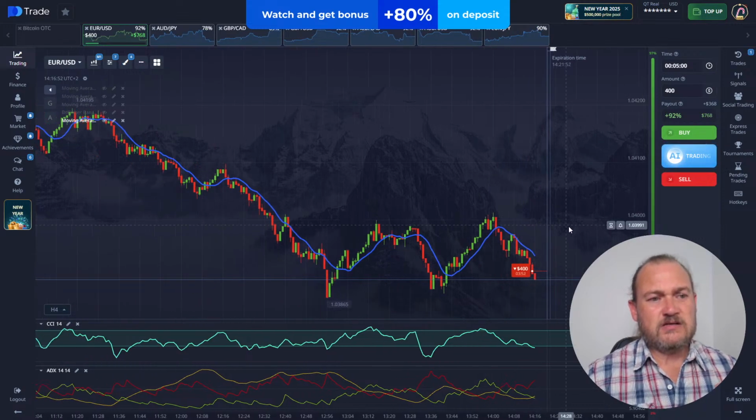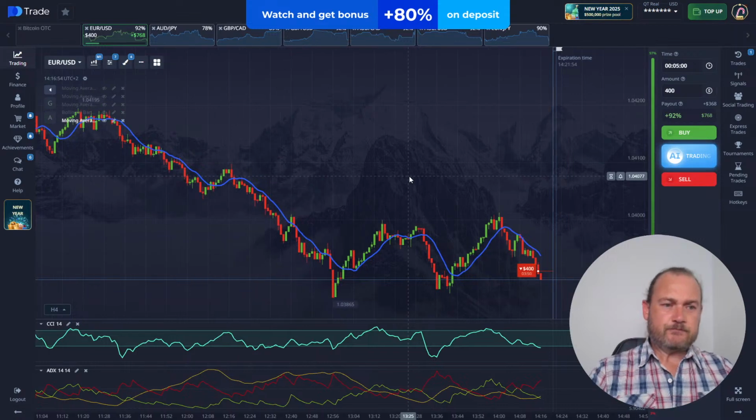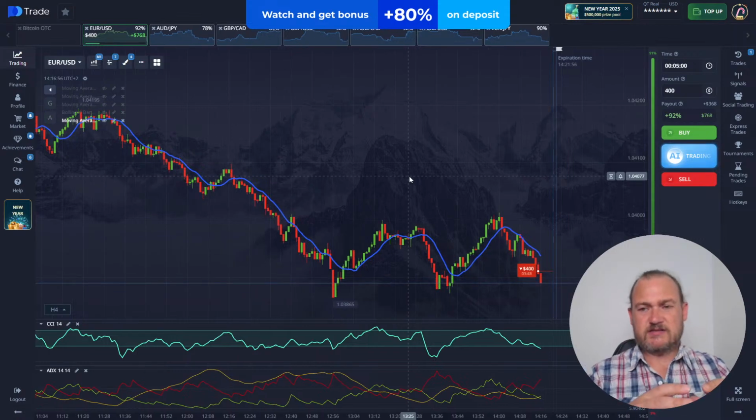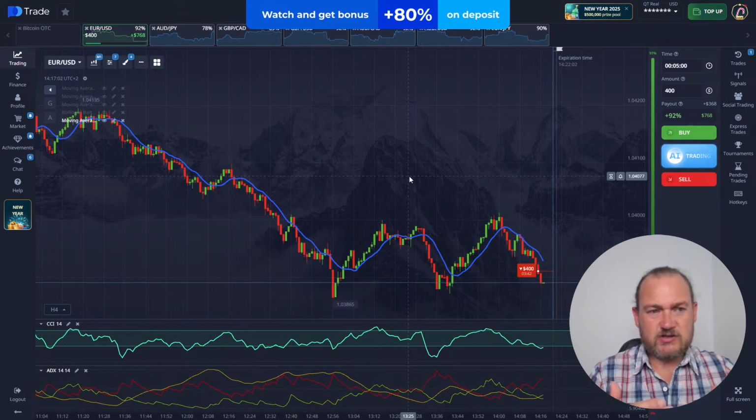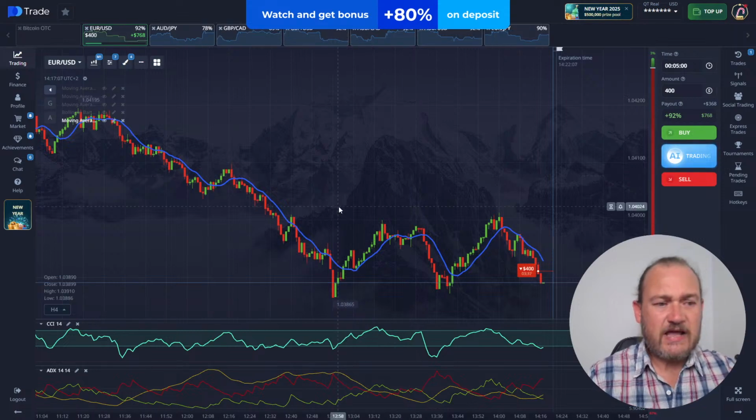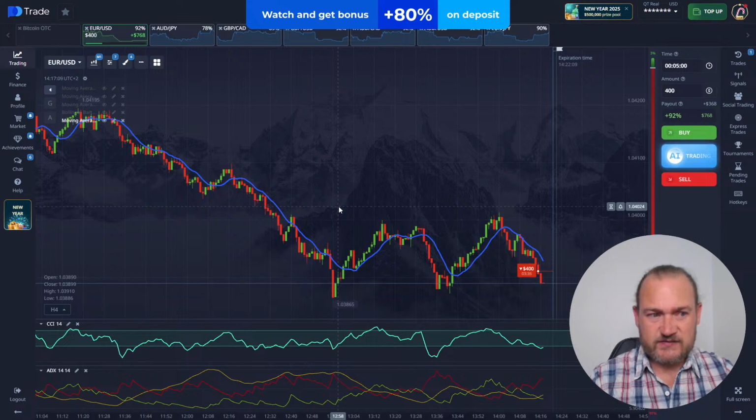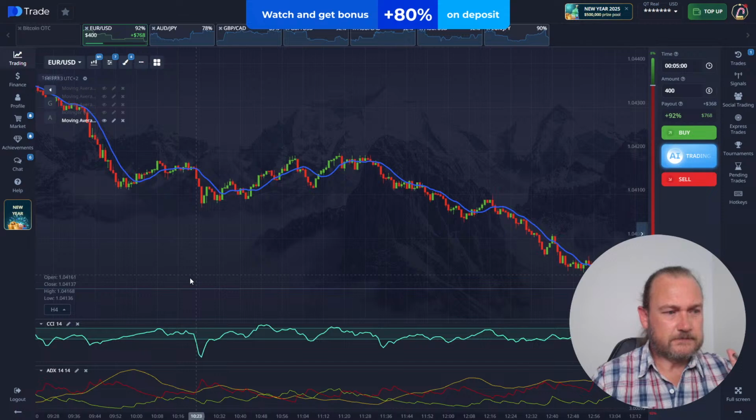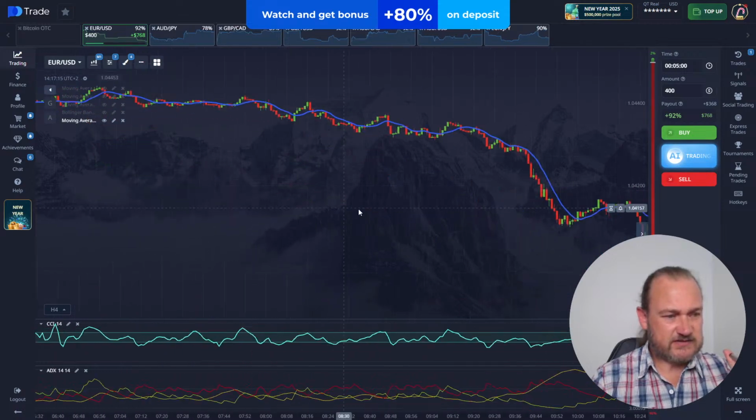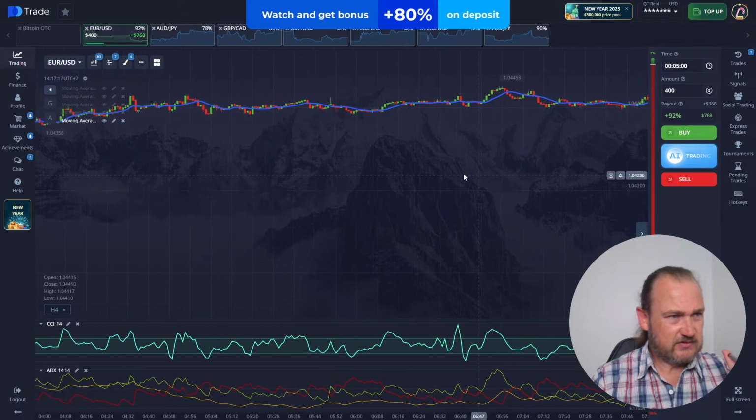Okay, so while that's happening, we used the CCI in this example as a continuation indicator. Now I'm going to show you guys a way to use it as a reversal indicator. And for this, we're going to use the ADX exclusively. Let's just find some nice examples.